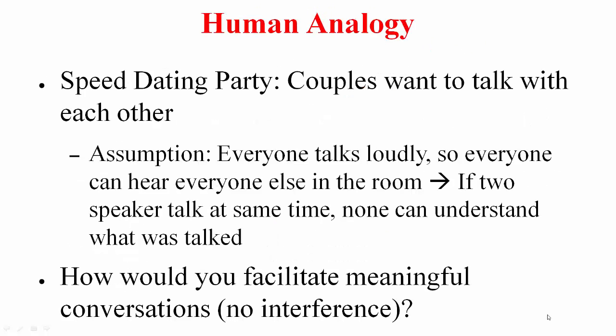So to motivate media access control, let me again go with a human analogy. Suppose there is a speed dating party and there are many couples who want to talk with each other. This is not a great assumption, but let's still make it because it makes comparison with networks more straightforward. Let's assume that everyone talks loudly so everyone can hear everyone else in the room. What this translates to is that if two speakers talk at the same time, none can understand what was talked. Now the question is, how would you facilitate meaningful conversations without any interference?